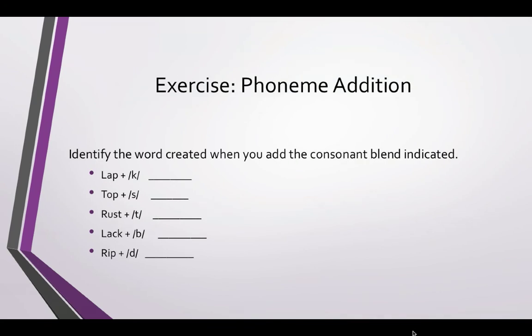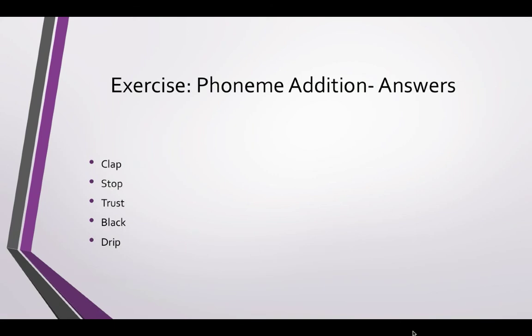This would be an activity that would be appropriate for younger children for adding a phoneme. So if we start with the word lap and add k, then you would figure out what word occurs. So pause here and identify what word results. And then here are the answers for that activity.